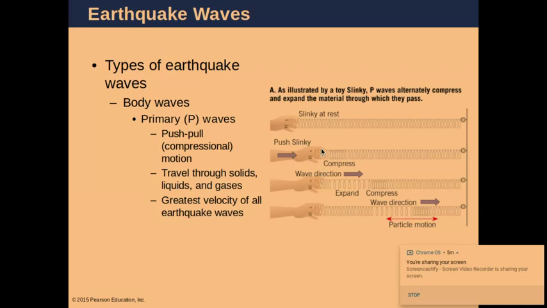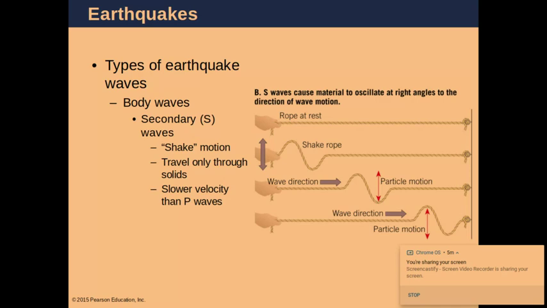So the example that they're giving here is a slinky. If we were in class, I actually have slinkies, and I would do basically this very same thing with you. So this is how P waves travel. P waves are a type of what we call a longitudinal wave that travels through this push-pull compression rarefaction action. Next kind of wave is called an S wave.